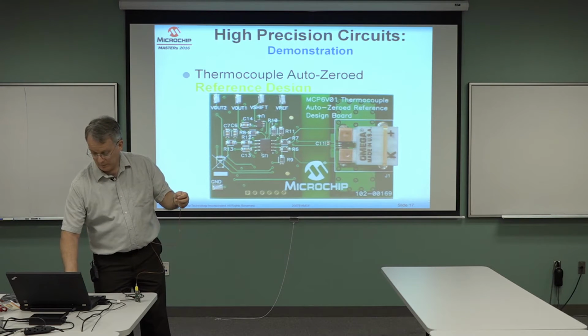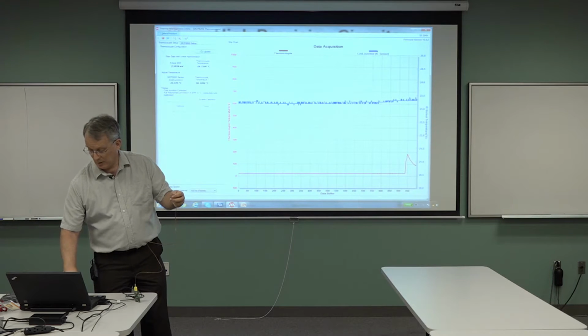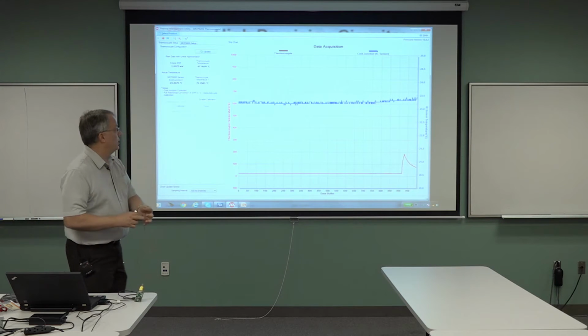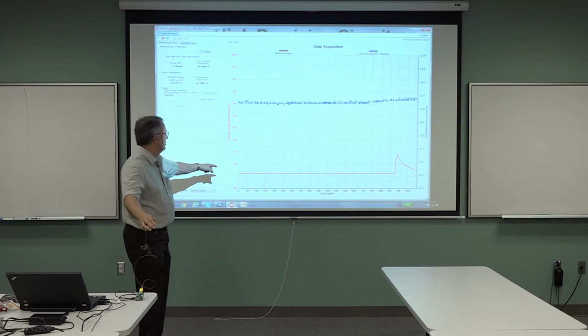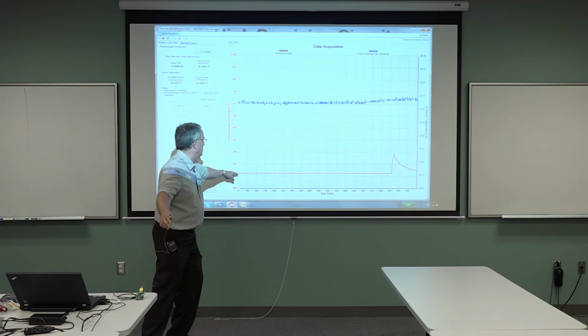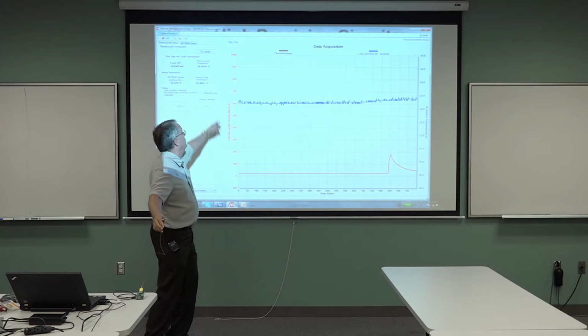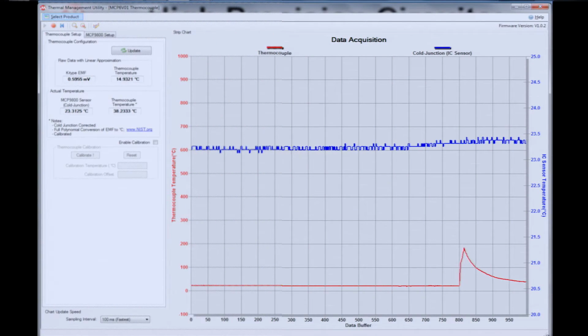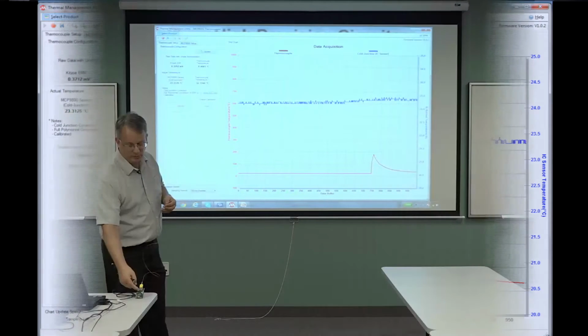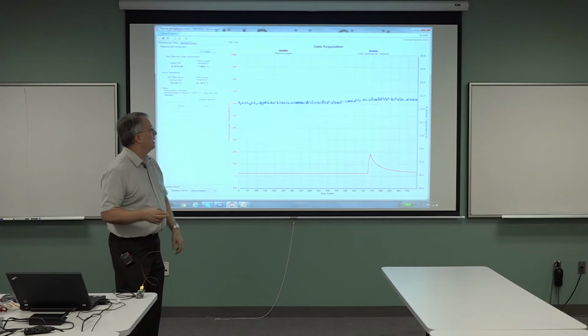Well, let's see, this is still running. So what I have here is a display of what's going on. This has been quietly running in the background, and you'll see that here's the hot junction temperature, and the scale is between -100 and 1,000 degrees C. And the blue trace is the cold junction temperature, which is measured right here on the board, right at the jack.